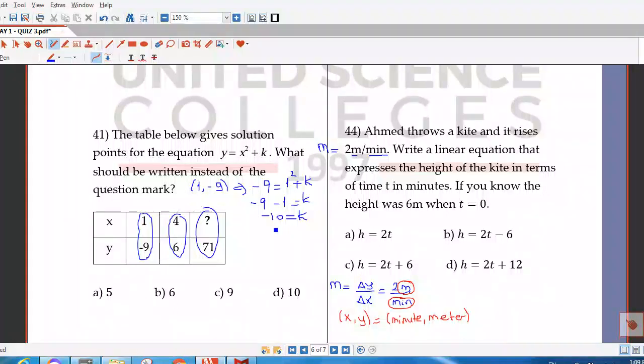But my question is not finding k. My question is finding the question mark. If I write the value of k in the equation, it is going to be x squared minus 10. I know the y and I need to find x, so 71 is y. X squared minus 10. Minus 10 will be plus 10, which is 81, is equal to x to the power of 2. Actually, there will be two solutions, but one of them is given. Answer is going to be C.